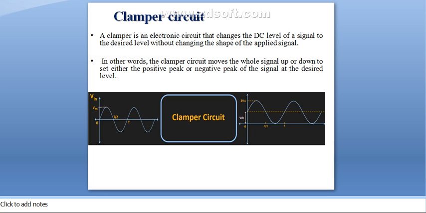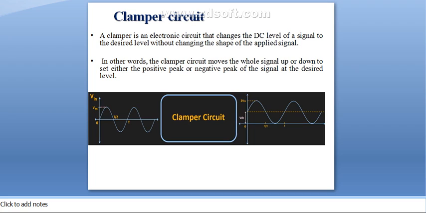So, the clamper circuit. What is a clamper circuit? A clamper is an electronic circuit that changes the DC level of a signal to the desired level without changing the shape of the input signal. Clampers can also be referred to as DC restorers. So clamper circuit or DC restorer circuit.